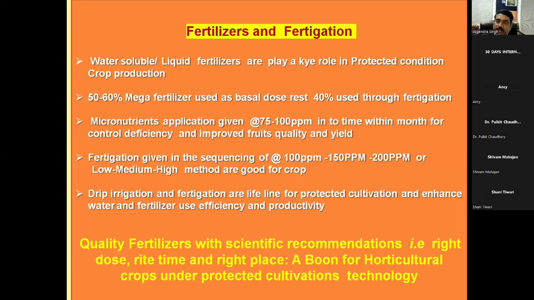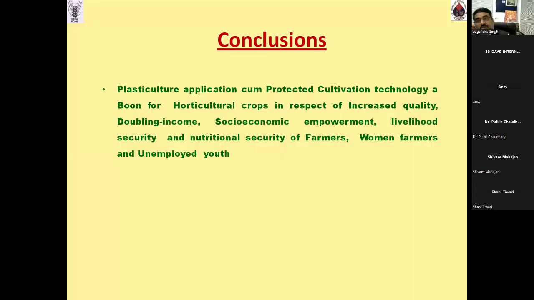So this is the fertigation system and this is the fertilizer role under protected fertigation technology. So these are the conclusions we can see here. Plasticulture application and protected cultivation technology are a boon for horticulture crops in terms of increased quality, doubling income, socio-economic empowerment, livelihood security and nutritional security of the farmer, woman farmer, and employment of youth. These are the conclusions of protected cultivation.